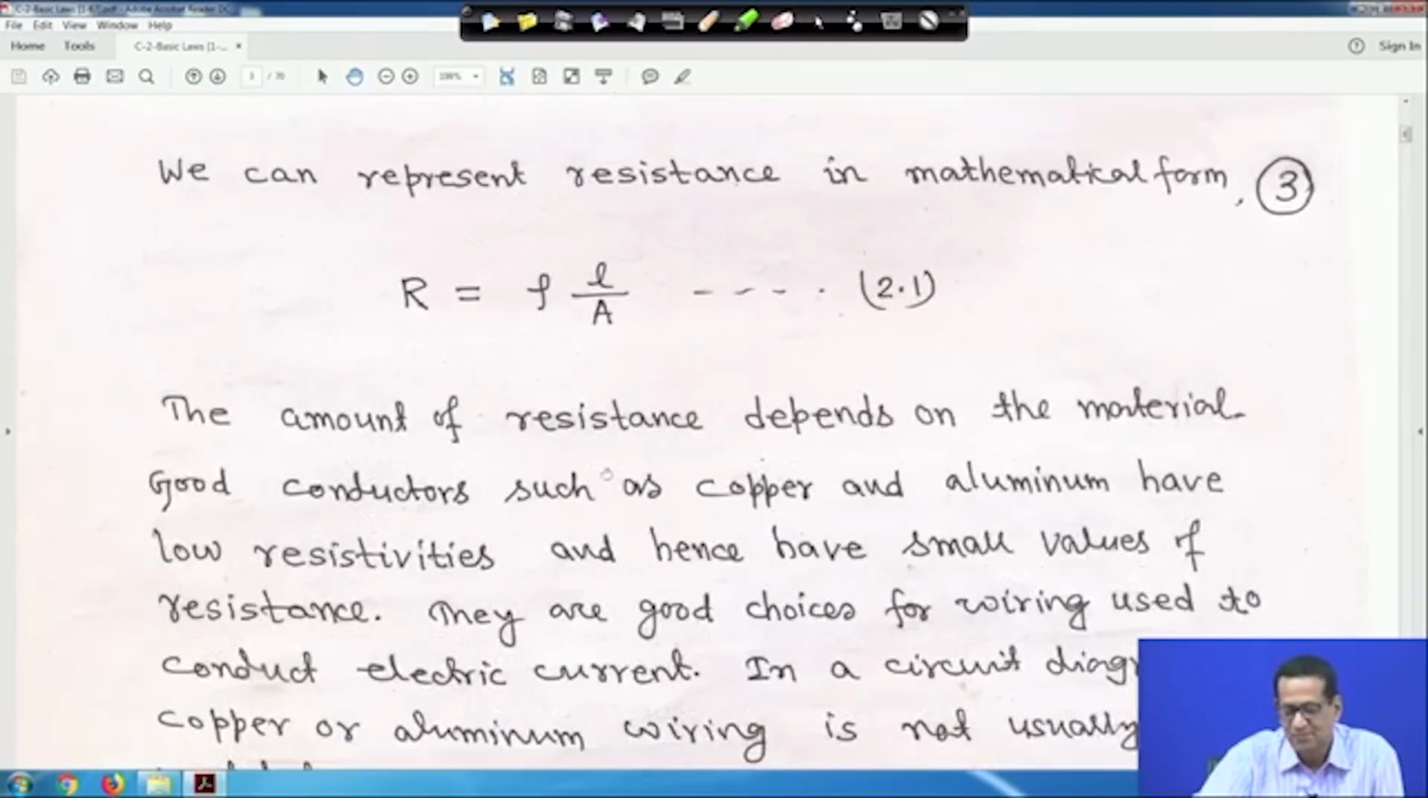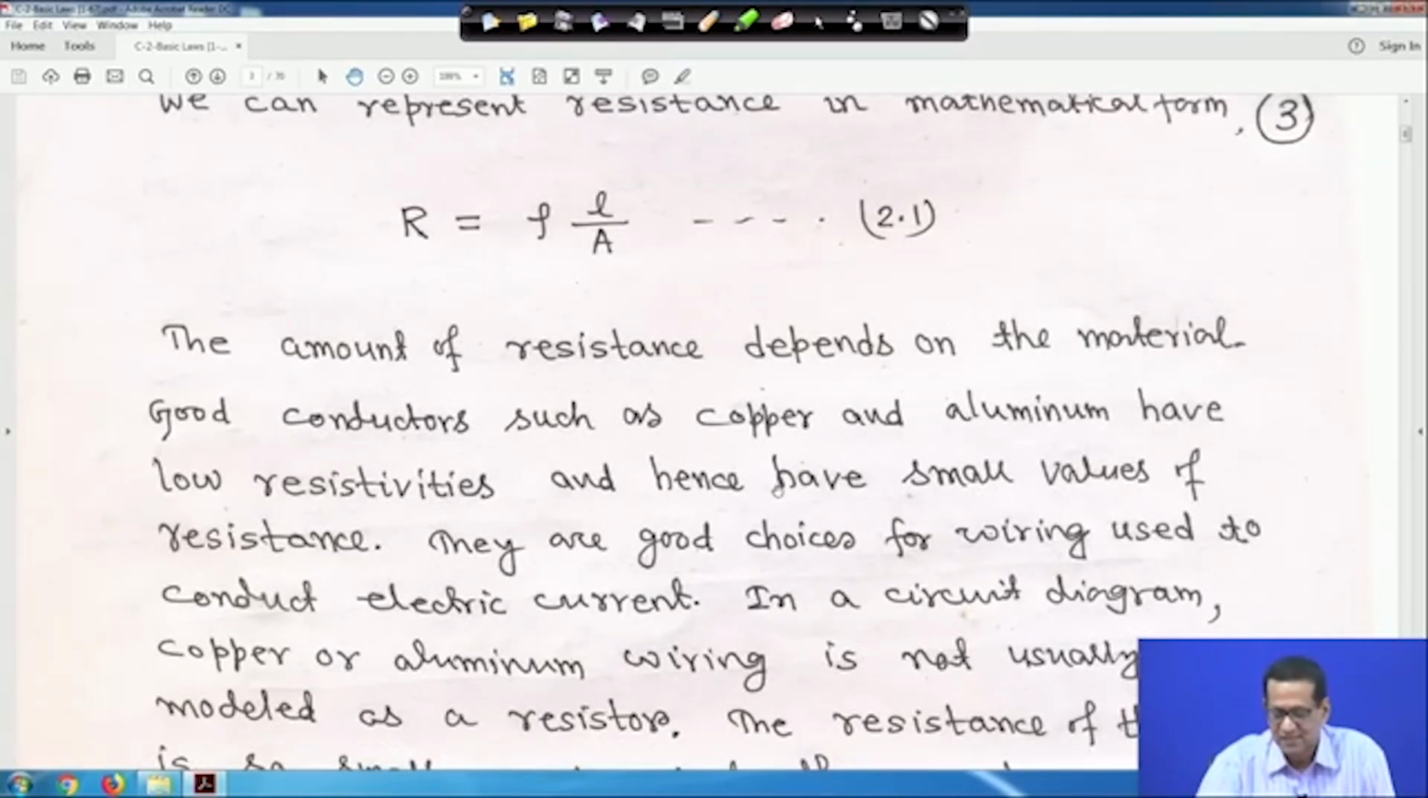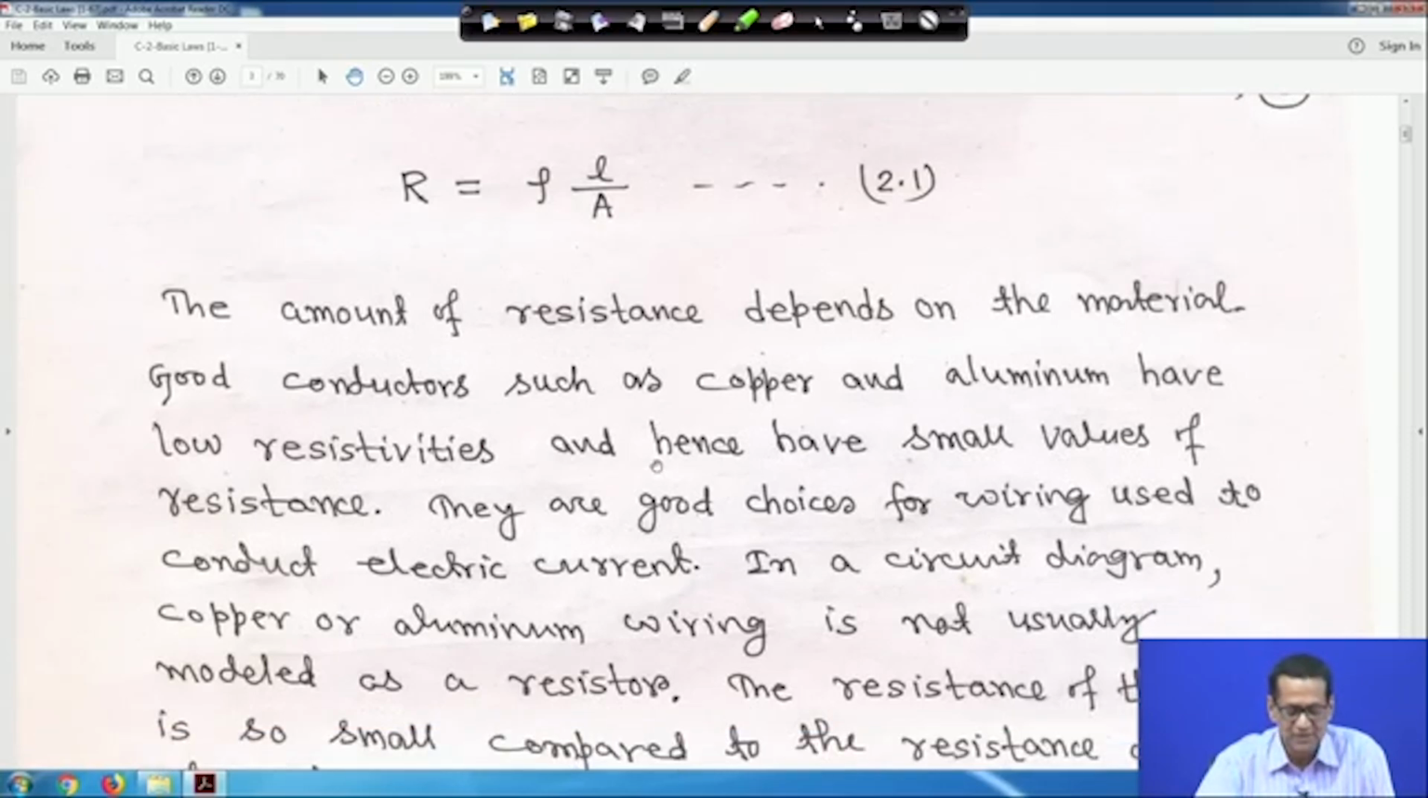So, the amount of resistance depends on the material, that is, what type of material you are using, like gold, silver, aluminum, copper and others. Good conductors such as copper and aluminum have low resistivity. If you have low resistivity, then you have low resistance, hence small values of resistance. So, they are good choices for wiring, used to conduct electric current.